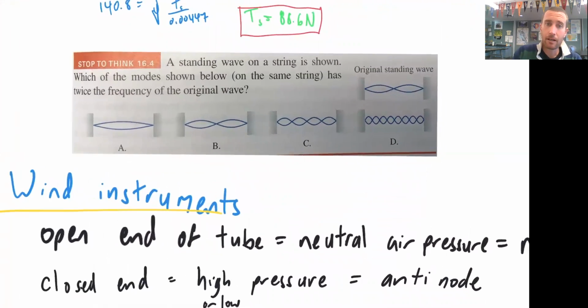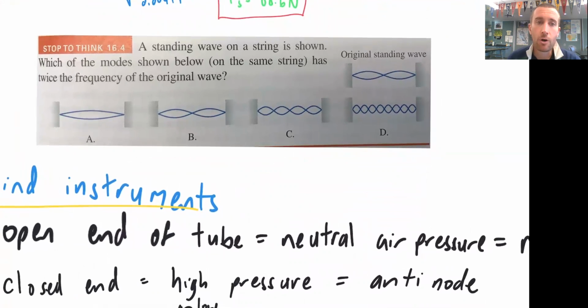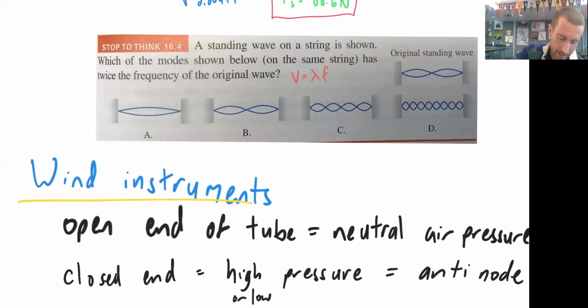Let's do a little stop and think. A standing wave on a string is shown. Which of the modes shown below on the same string has twice the frequency of the original wave? I remember v equals wavelength times frequency, and I need the frequency to be twice as big. The wave speed is going to be constant, that'll stay the same. Twice the frequency means the wavelength, in order to keep it consistent, would have to go down by 2 times.